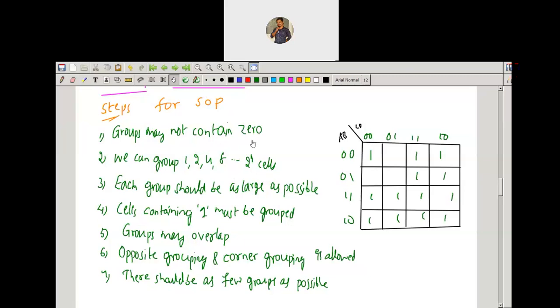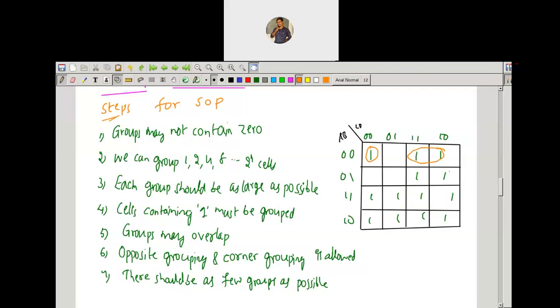And coming to the second point, we can group one cell, or two cells, or four cells like that. You can observe on the right side that this type of K-map is given. Here you can group one cell, or two cells, or four cells, but you should not group three cells or five cells.